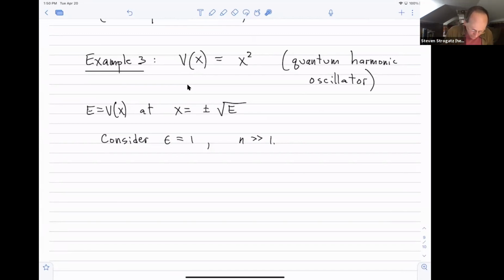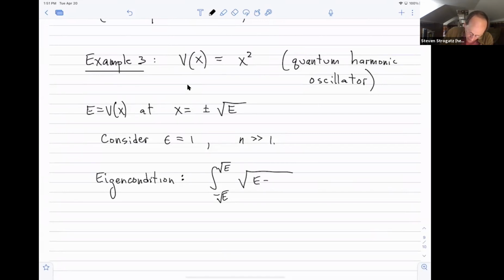Anyway, in this case, the eigencondition, or maybe I should call it the characteristic equation to be a little more consistent with linear algebra speak. The condition on the eigenvalues would be, well, I go integral between the turning points, which are then minus square root of e and plus square root of e. And then I have to do the integral of my square root of e minus v, which here is e minus x squared dx. And that's supposed to be n plus a half pi.